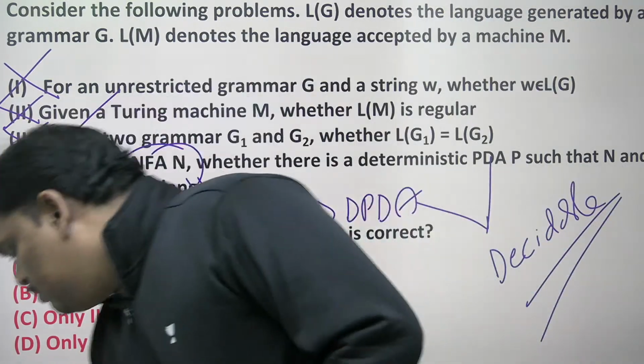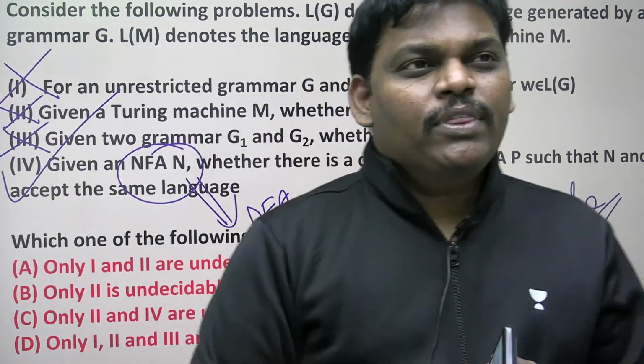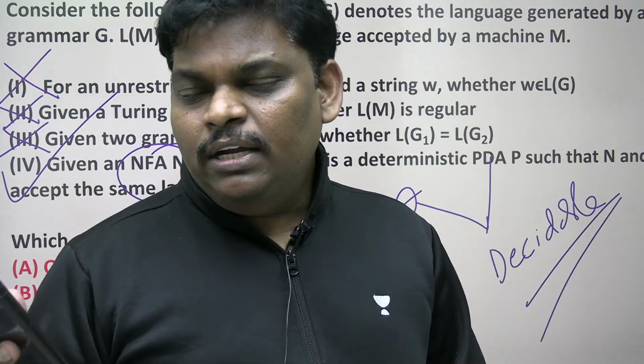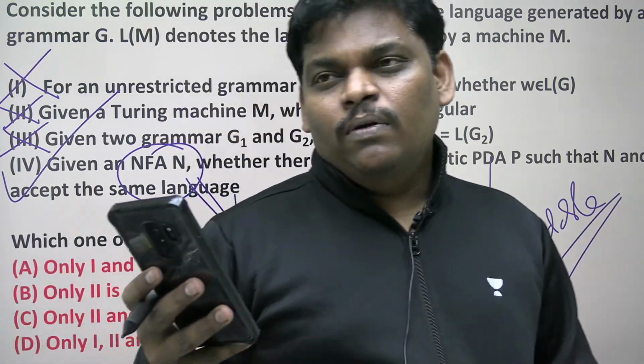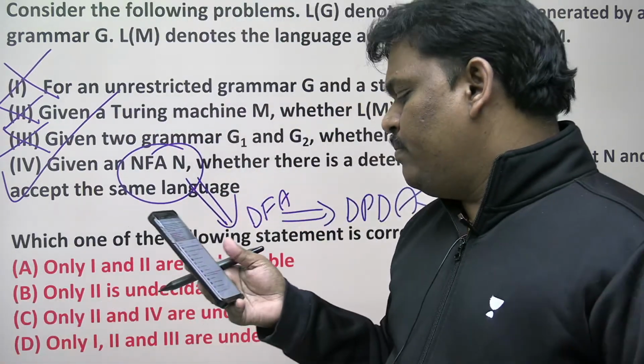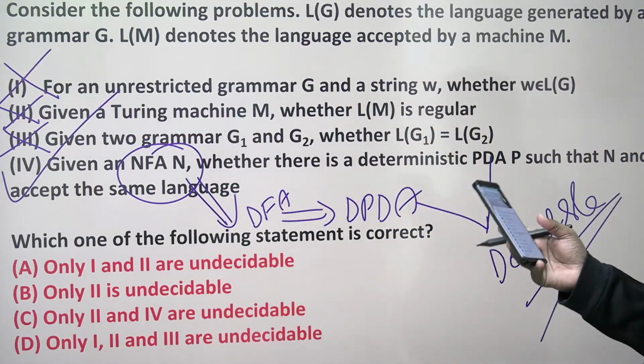Simply the table. Mostly, I have given it right. So in TOC, I gave one table, the closure property table. From that table only, all of them came.